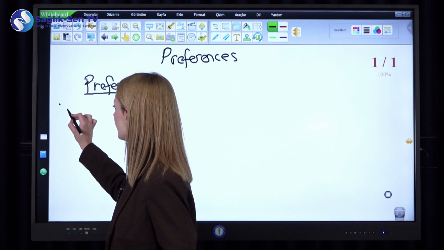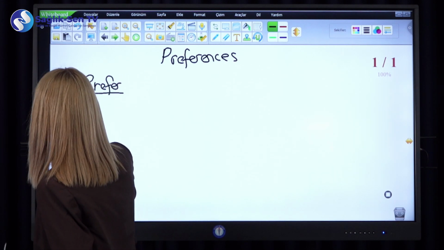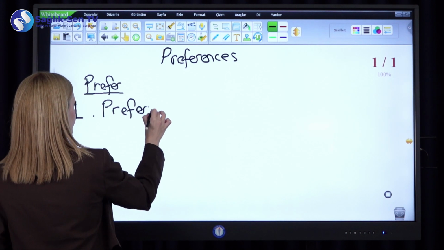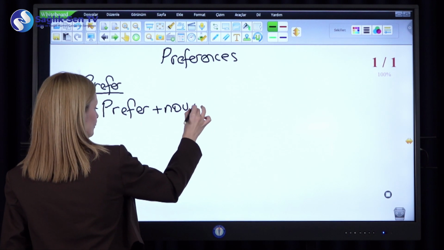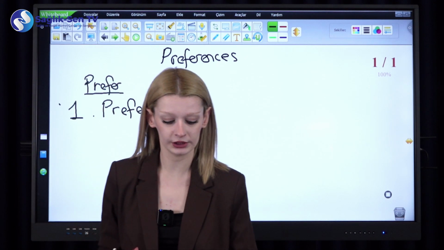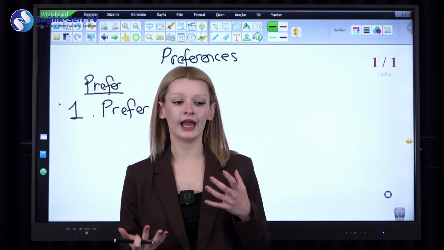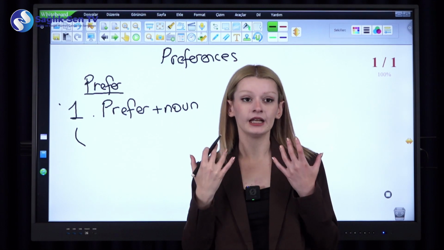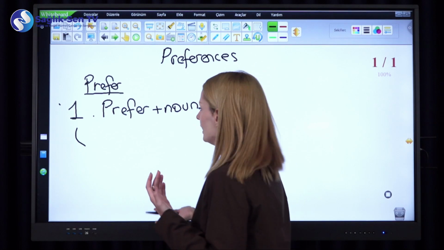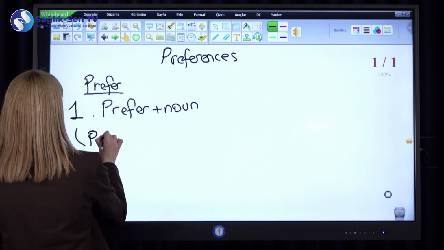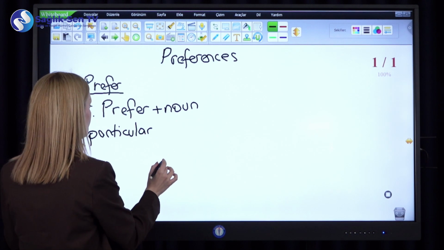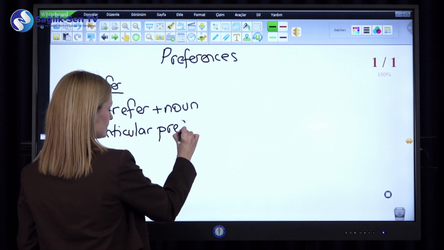And the first way is we use prefer before a noun. Not a clause, not a verb, but before a noun. And what it means is that it expresses a preference in a particular situation. So we can say particular preference.